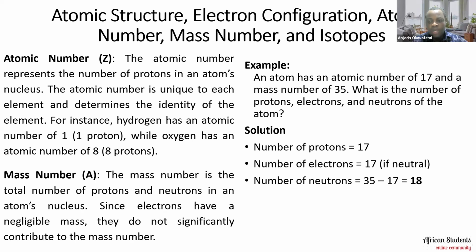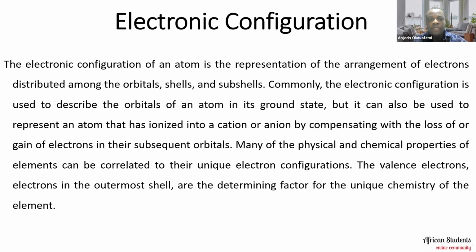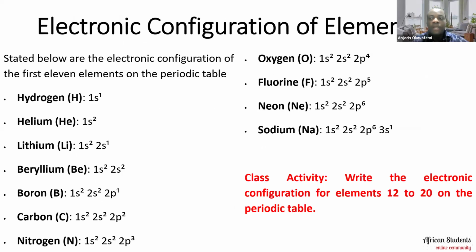So I explained that in the previous lesson, and we now delved into electronic configuration, defining what electronic configuration is, and we also looked at the electronic configuration of the first 11 elements on the periodic table. And precisely, I gave you an example in writing the electronic configuration in orbitals, so the s orbitals, the p orbitals, and so on and so forth like that.